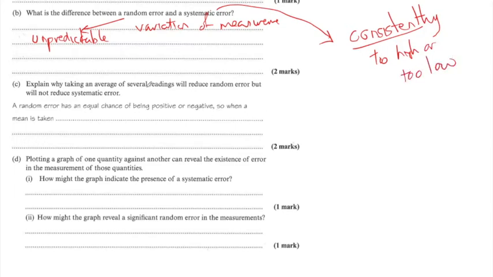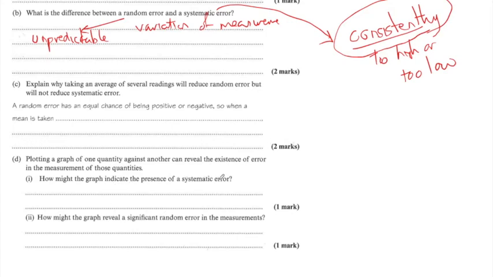Okay, explain why taking an average of several readings will reduce random error, but will not reduce systematic error. Well, what you need to say here is that the random error has an equal chance of being positive or negative. So when a mean is taken, they tend to cancel out. Over a period of time, if you take like 100 readings, the pluses and minuses almost nearly even out. In a systematic error, though, you are consistently too high, so your average will be consistently too high.